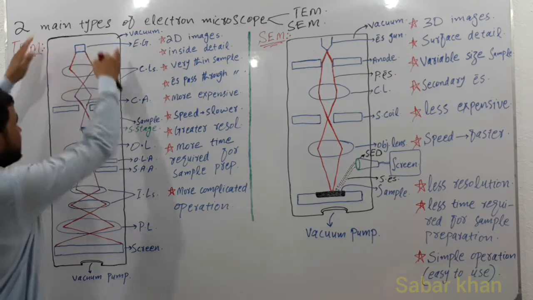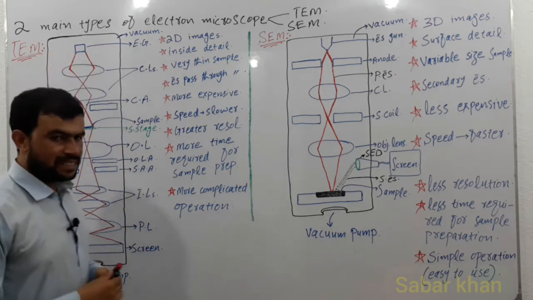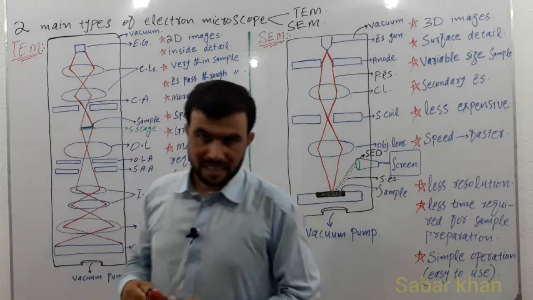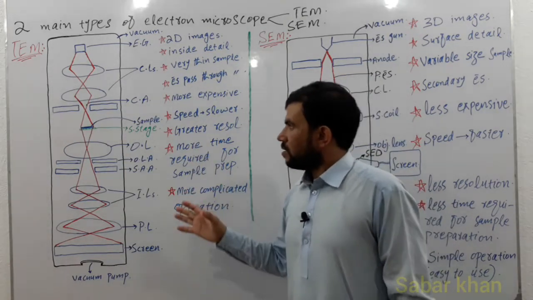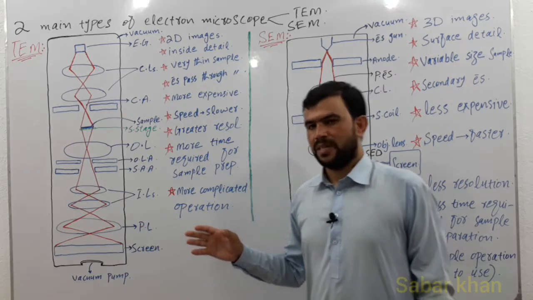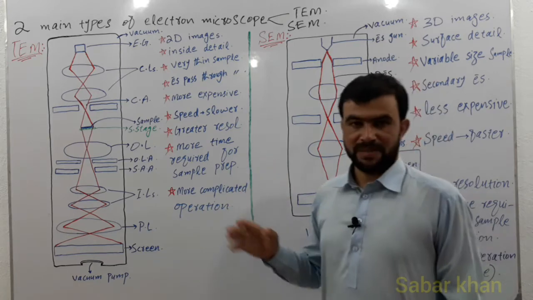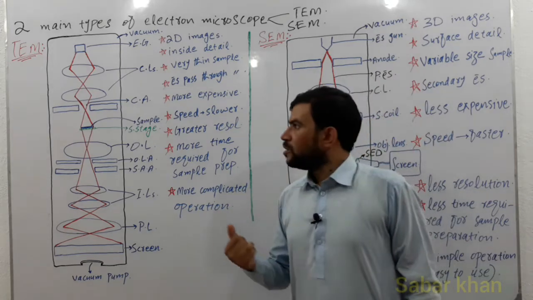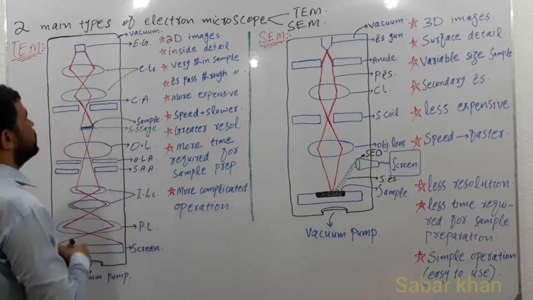In transmission electron microscope there is a vacuum chamber. Vacuum is necessary because when any air is present, that air will interact with the electron beam, so the intensity of the electron beam becomes disturbed, and after that the clarity of the image is disturbed. So a vacuum chamber is necessary. This is a vacuum chamber.